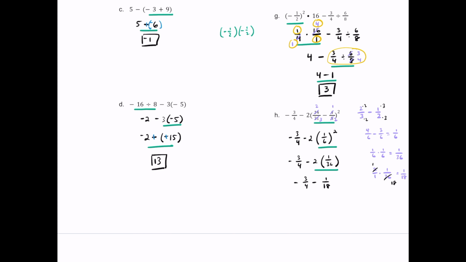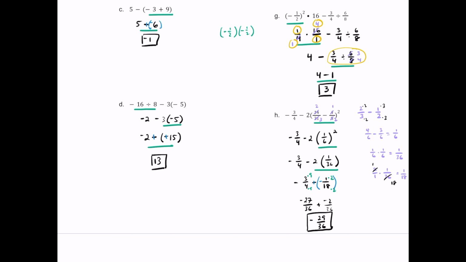If we keep, change, flip and add the opposite, then we can just add these and simplify. So it's a negative plus a negative. We know it's going to be more negative. And when do 18 and 4 meet for the first time? I think that's going to be 36. So I'm going to multiply this by 9 and by 9, by 2 and by 2. So this will be, move the negative up, negative 27 over 36 plus negative 2 over 36. And that should be negative 29 over 36.